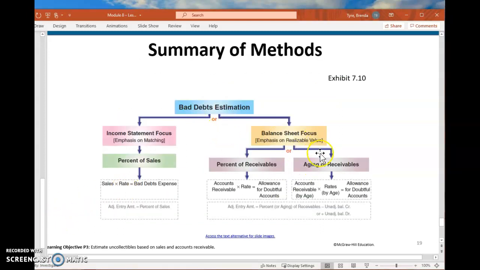So in summary, our estimates are as follows. The income statement approach, emphasis is on matching the revenues to the expenses, and that's going to be a percent of sales. It will be sales times the rate equals the bad debt expense. Most of the time, this is credit sales only, but if cash sales are insignificant, it will be total sales. The balance sheet focus emphasizes the realizable value of the accounts receivable. So what are they really worth? Here we're going to take the percent of receivables, or the aging of receivables method, accounts receivable times the percentage rate for the allowance, and then we adjust the allowance to the balance that it needs to be.